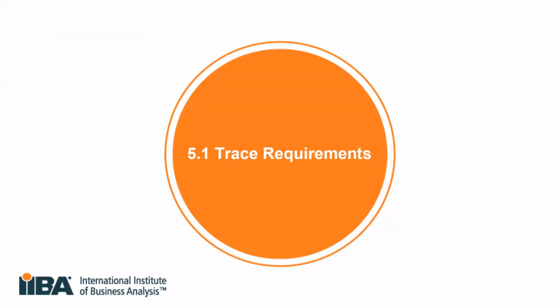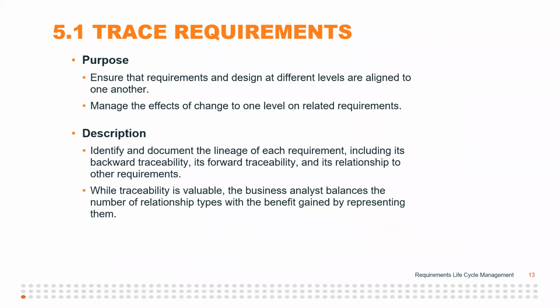All right, so let's start off with the first task. The purpose of tracing the requirements is to ensure that requirements and design at different levels are aligned to one another. You want to manage the effects of change to one level on related requirements. So basically you have to identify and document the lineage of each requirement, including its backward traceability, its forward traceability, and its relationship to the other requirements. What that ends up meaning is that you have a lot of numbers, like 1.2.3.16 or something like that.